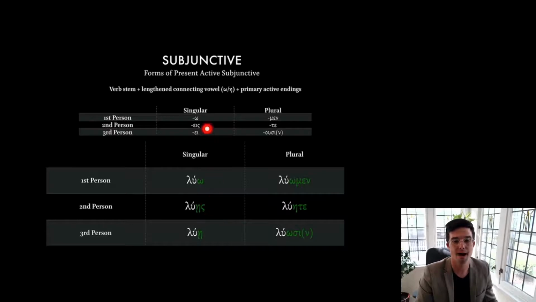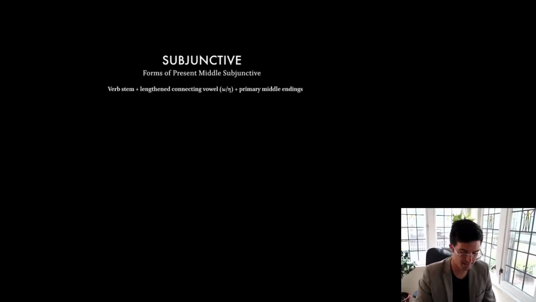And then the sigma at the ending. Again, with the third person singular, the epsilon, when we had the lengthened connecting vowel, has gone to an eta, and the iota has hidden under the eta there. Otherwise, we see the men, te, sin endings here. In this case, the connecting diphthong there has gone to the long omega.